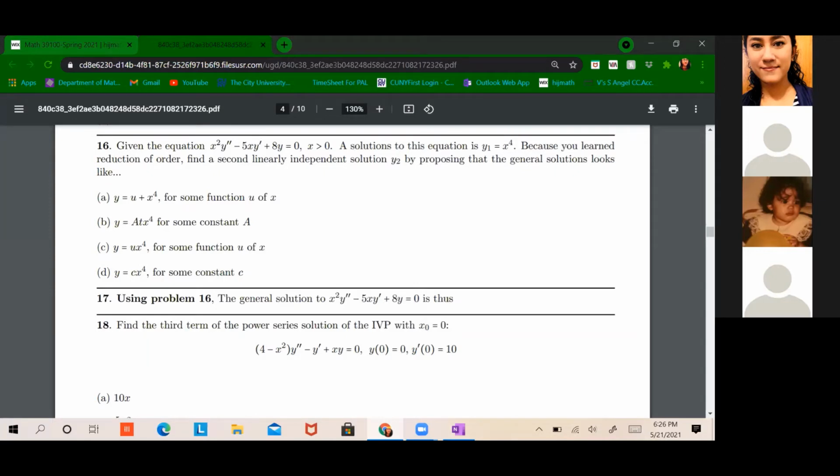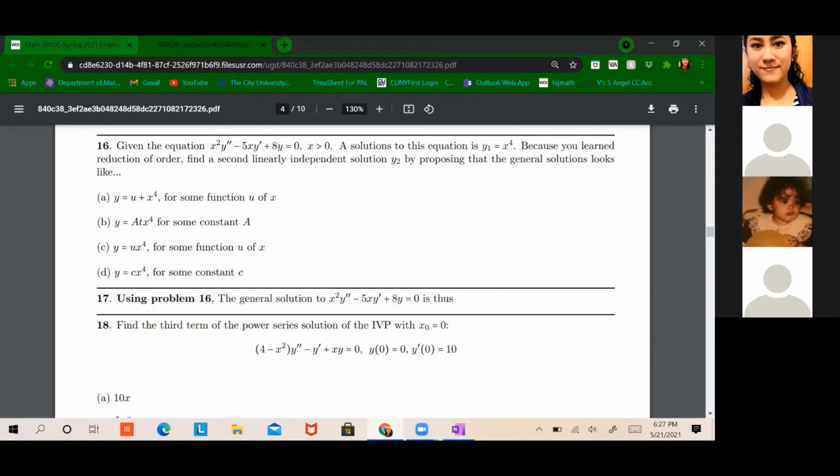Oh, so this is the equation. I know how the characteristic, or we call it the indicial equation in this case, looks, and then we know how the roots look, and once you have the roots, you know how the solution would look. So a solution to this equation is y1, which is x to the 4. Now, because you have learned reduction of order, find the second linearly independent solution. We know how the solution looks just using Euler's method, but this question is asking you to use the reduction of order.